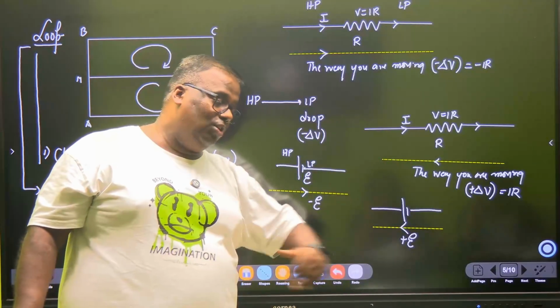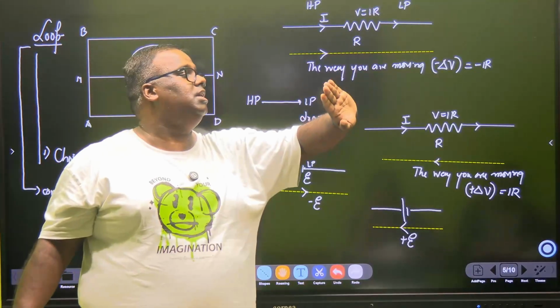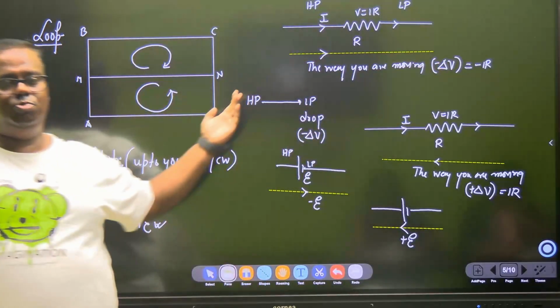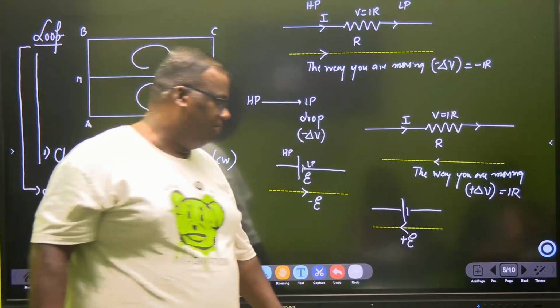If I'm moving along the direction of the cell, it's simple. HP to LP, any HP to LP, there is always negative potential. LP to HP, positive potential drop. Is this much understood? Okay.